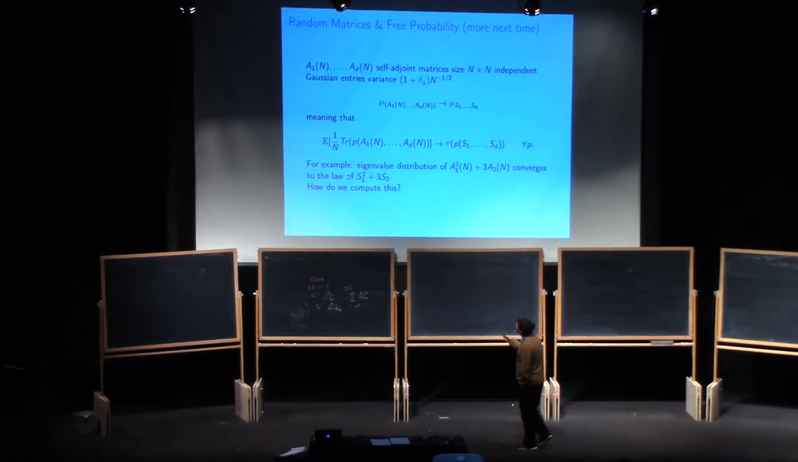So just a concrete example: if you're interested in the eigenvalue distribution of some function of these matrices, and I chose, let's say, the square of the first one plus 3 times the second one, then the limit of that is going to be the same thing as the spectral measure of this operator here, with S1 and S2 being free semicircular. So the question for today is how to compute this. And notice here that this and that one are free because, of course, this is in the algebra generated by the first one, and that's in the algebra generated by the second one.